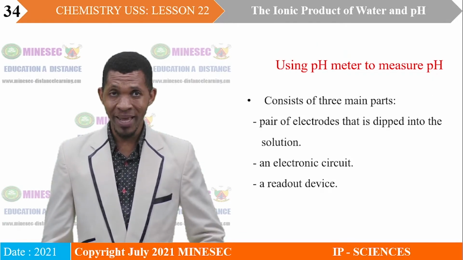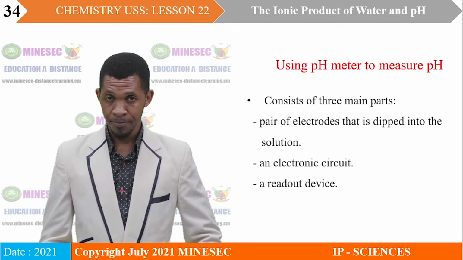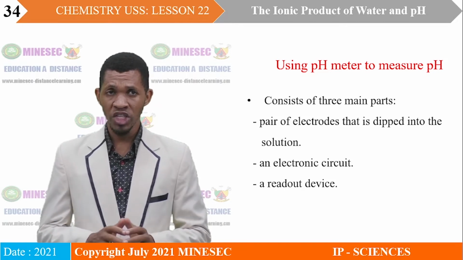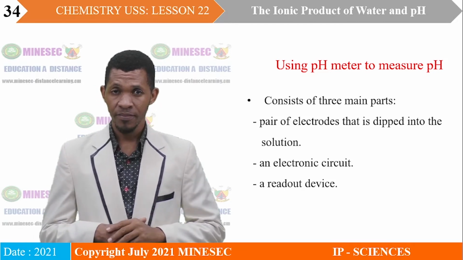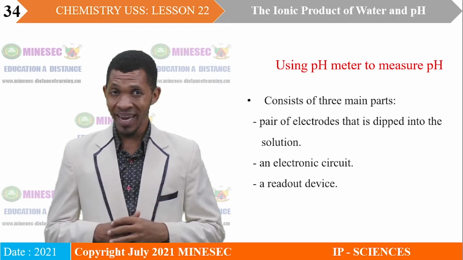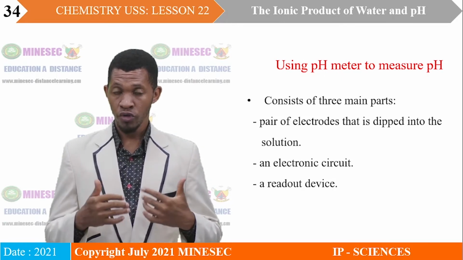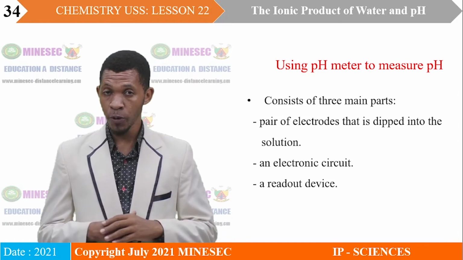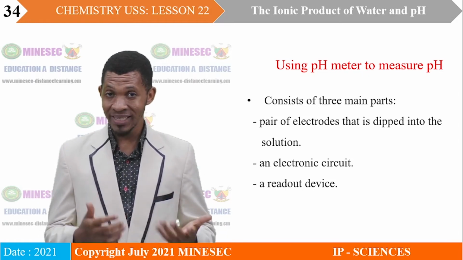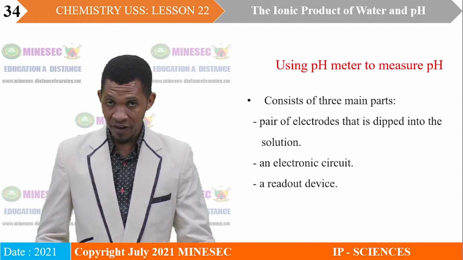Using the pH meter to measure pH. Now, the pH meter consists of three main parts. These are a pair of electrodes that is dipped into the solution whose pH we want to measure, an electronic circuit, and a readout device.